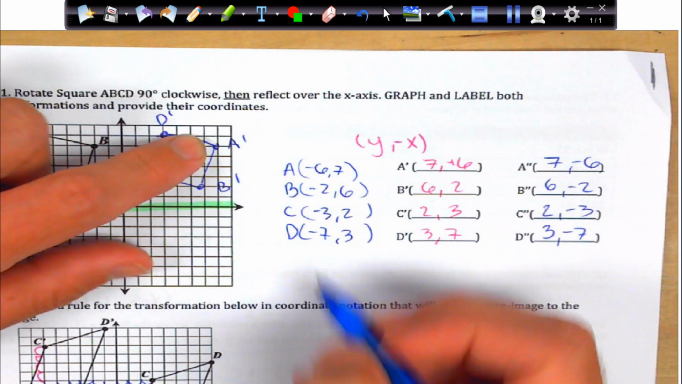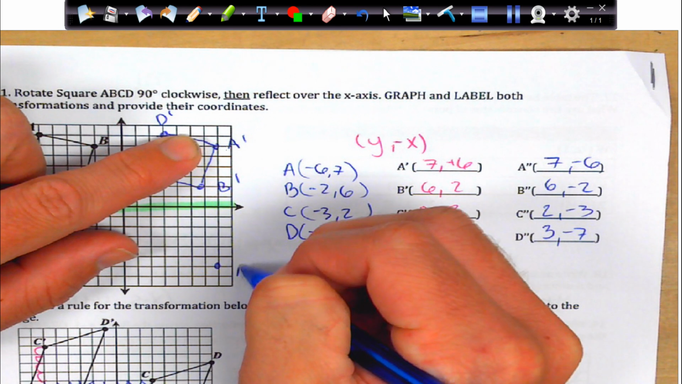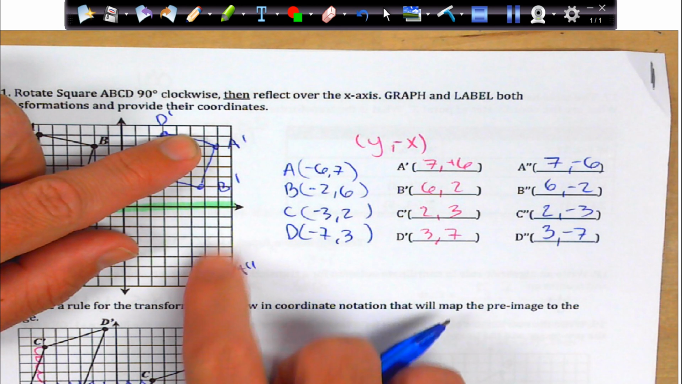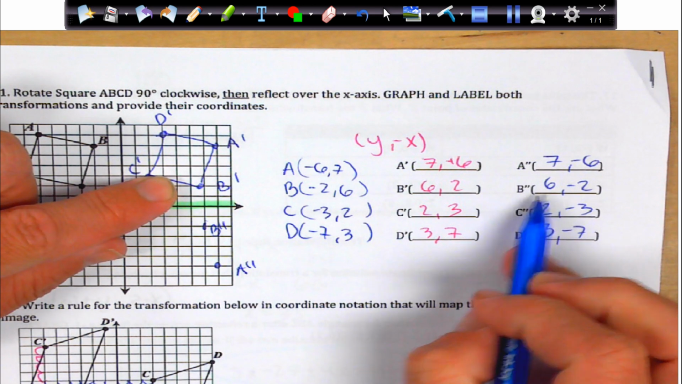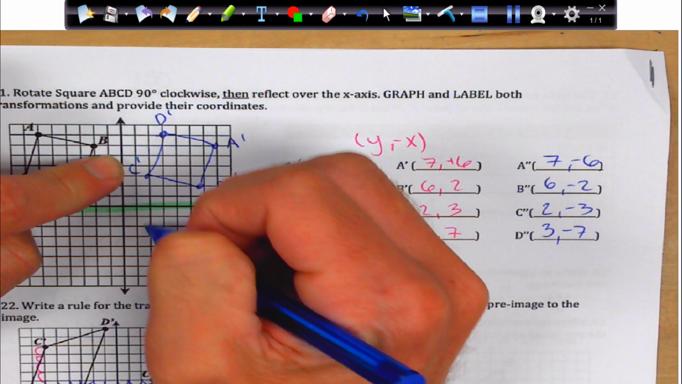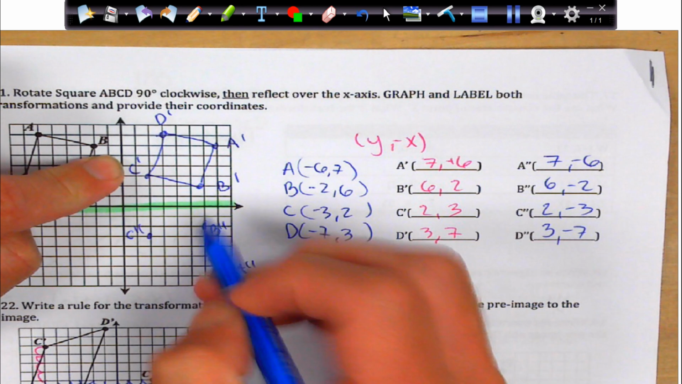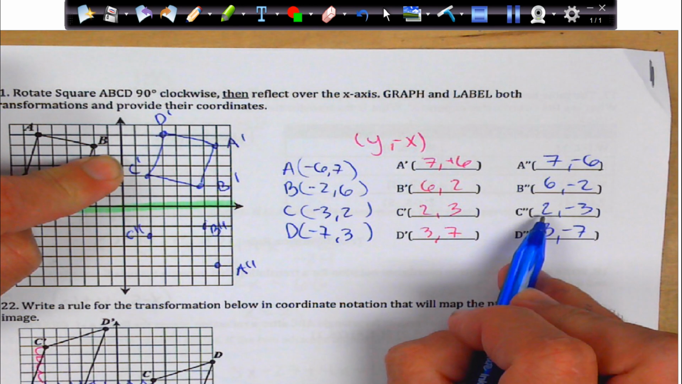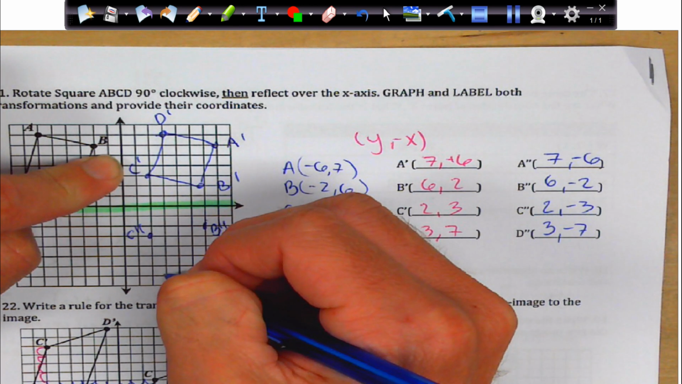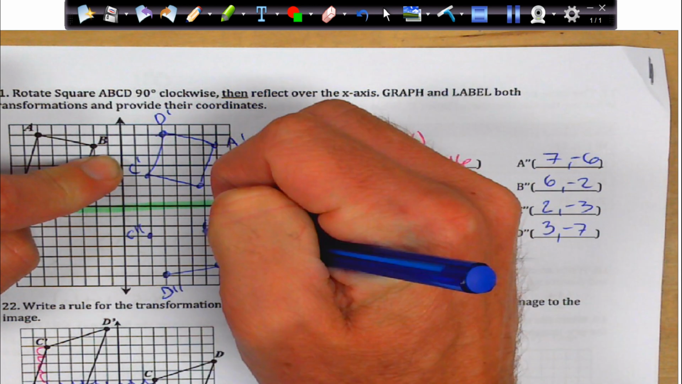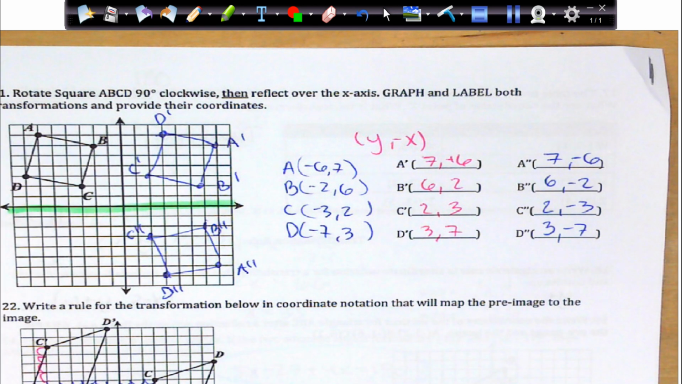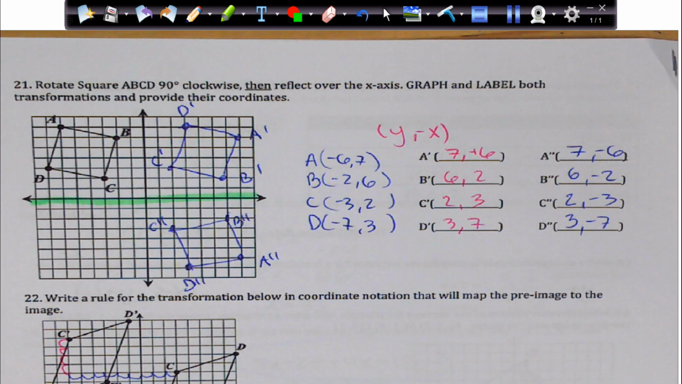Okay, so A is here, so it should be here. A double prime, 7, still positive, negative 6. B should be right here, double prime, 6 but negative 2, good. C is 3 over. Again, that looks good for C, 2, negative 3. And then D is right here, or double prime. And there's my shape. Okay, so again, just a little bit of time management on these, but take your time and you got it. All right, good luck. Hope you enjoyed.